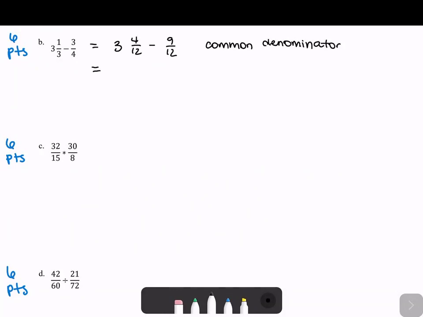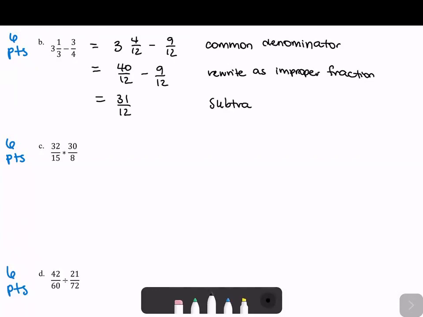You could either rewrite it as a mixed number, might as well. We'll rewrite it as an improper fraction. So 3 represents 36/12. So this is 40/12 minus 9/12. So this is rewrite as an improper fraction. Then we actually subtract. So 40 minus 9 is 31. So this is the subtracting part.